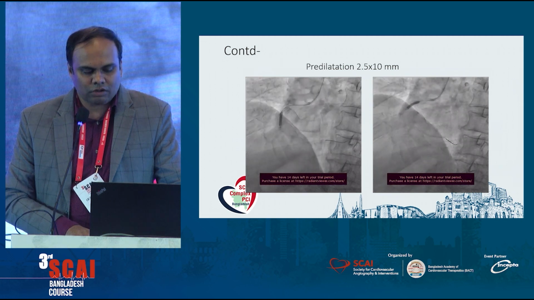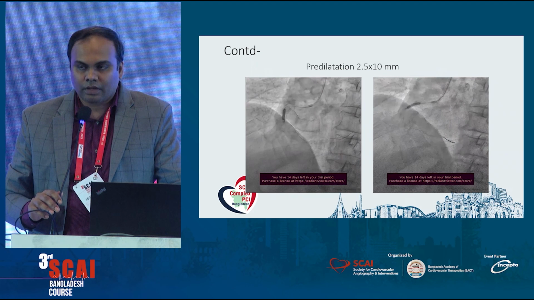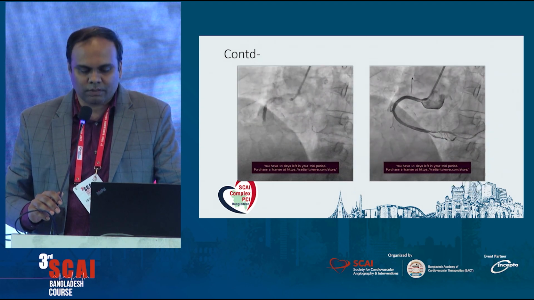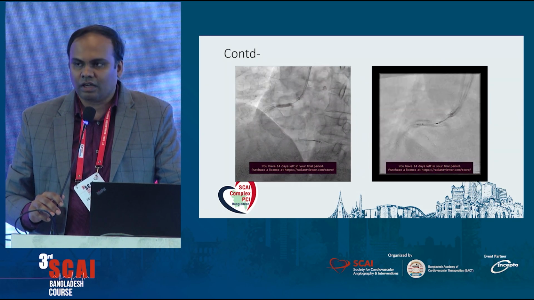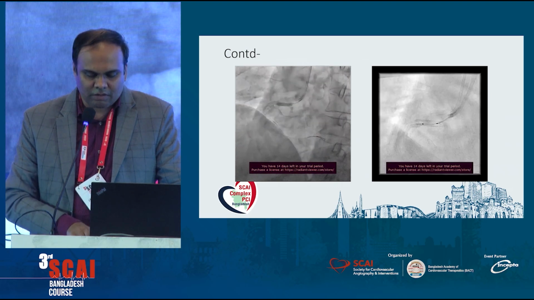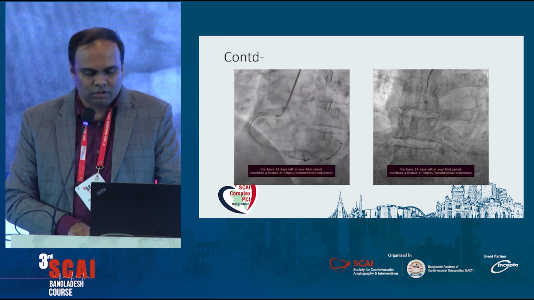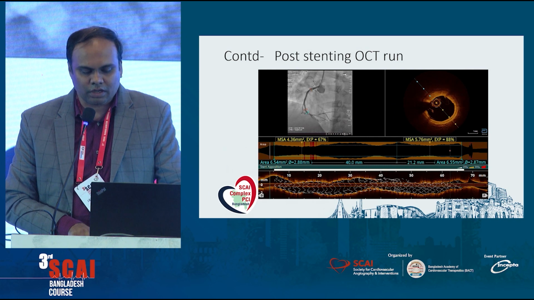On the left side, first we took an NC balloon at high pressure, but you can see there is a dog bone effect in the proximal part. So in this case, we used the intravascular lithotripsy balloon, IVL. In the right-most panel, you can see after using the IVL balloon, the dog bone effect has gone. In the proximal part of the LCX, there is a borderline lesion.